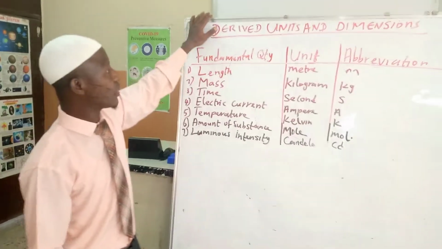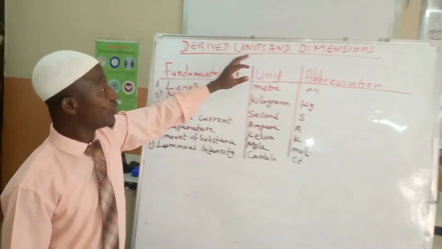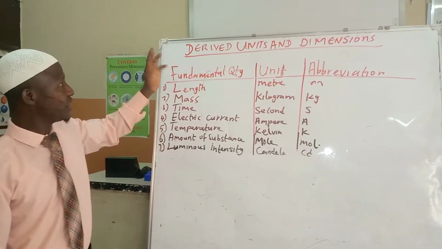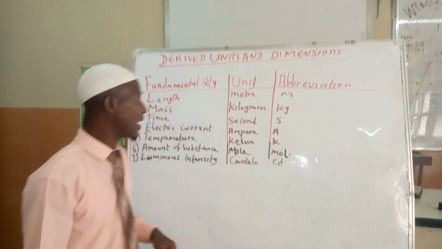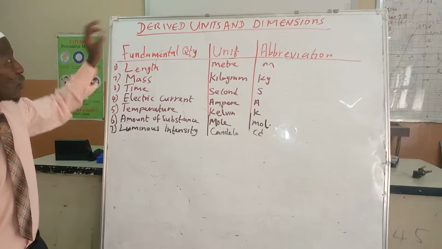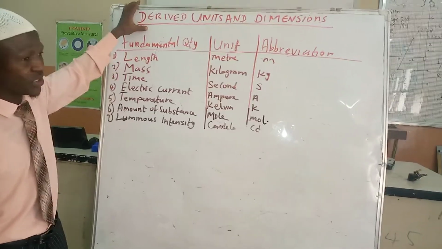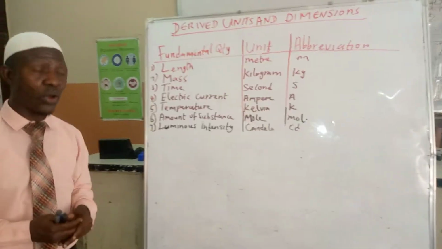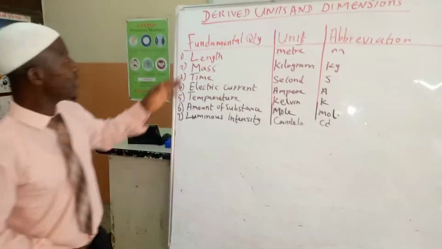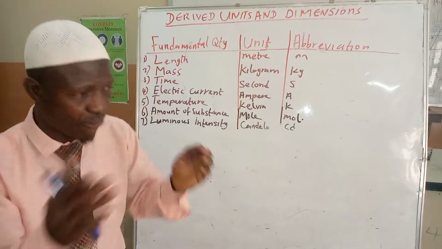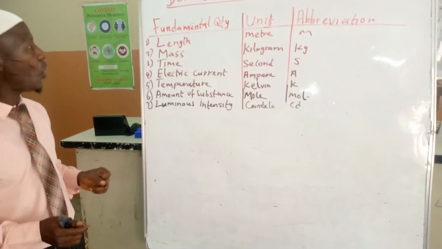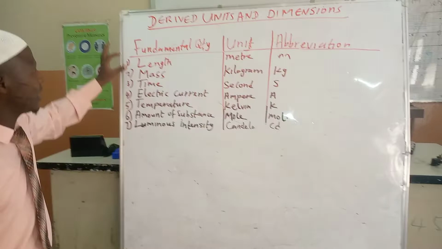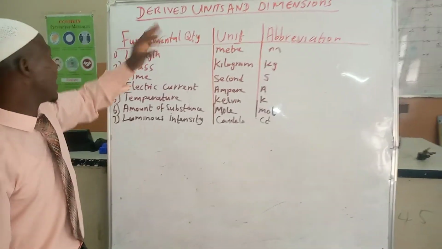Now, by God's grace, our topic for today is derived unit and dimension. Don't forget, in our previous video we did derived quantity and fundamental quantity. Let's flash back to the definition of derived quantity as quantities that are formed from a combination of two or more fundamental quantities. Likewise, derived units are units that are formed from combinations of two or more fundamental units.